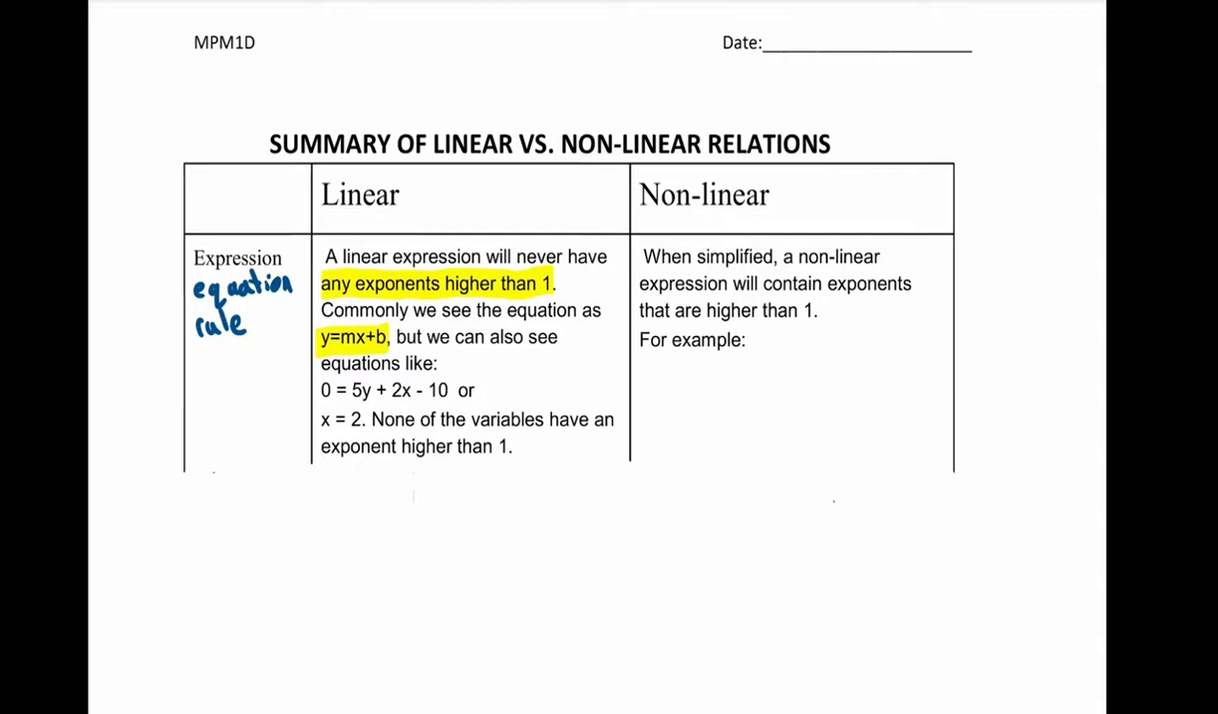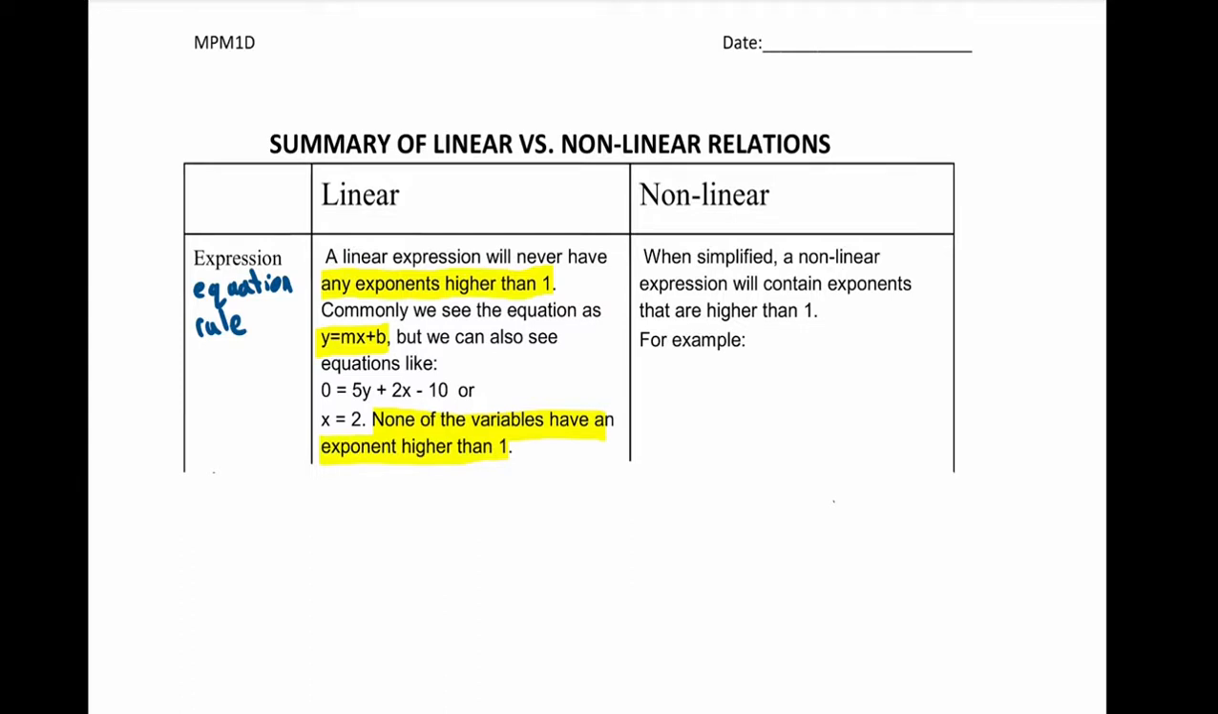But we can also see equations that may be like 0 equals 5y plus 2x minus 10. Again, looking at all of the terms there, or in all the variables, there is no exponent that is higher than 1. So that means this is a linear relationship. We could also see x equals 2, which we know is a vertical line. Again, there is no exponent higher than 1, so again, it's a linear relationship. So none of the variables have an exponent higher than 1, so that means that we are dealing with linear relationships in all of these examples.